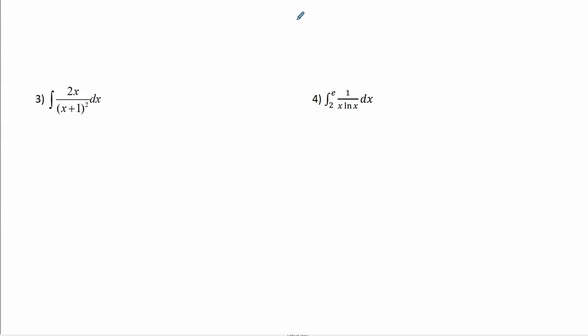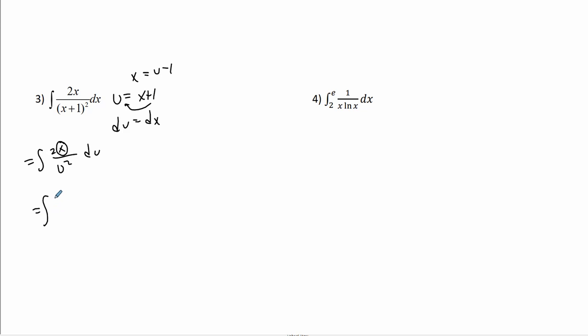All right. This one here, what I'm going to have to do is say, okay, u is going to be my x plus 1. Okay, and du is equal to just dx. Right, so I'm good there. And so then I'm going to say this is equal to 2x over u squared du. But I got this x here. So I got to solve for that x. So x is equal to u minus 1, right? Because I can bring this over and solve for x equals u minus 1.